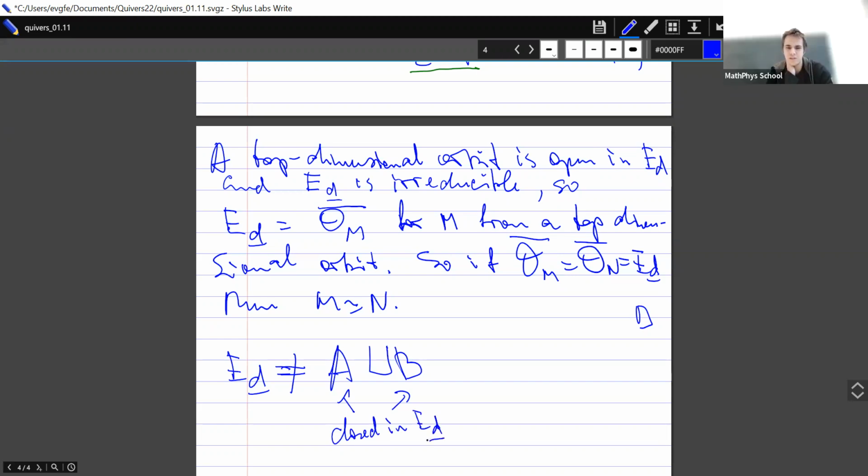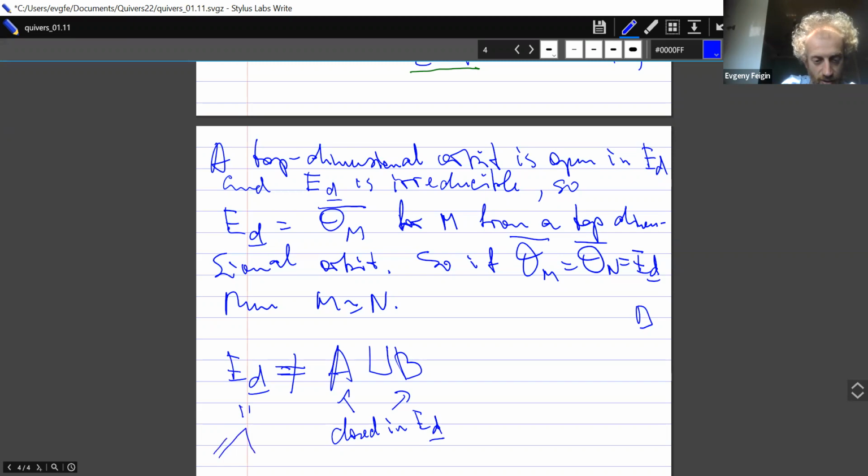Why? Well, because ED is just the affine space, A to the N. And what are the closed subvarieties inside A^N? They are defined by polynomial equations. So in particular, their dimension is less than capital N. You can't write an n-dimensional space as a union of two (n-1)-dimensional ones. So in particular, if we have a top dimensional orbit, then the closure is ED, the whole thing.